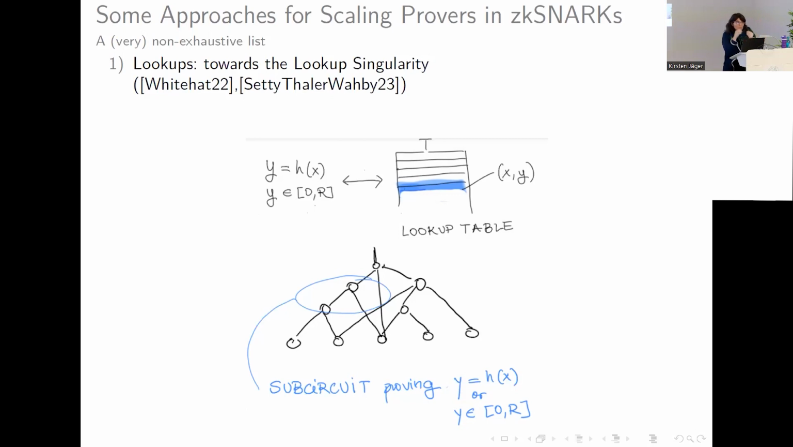But at the same time, this poses a problem for the prover if the computation has to depend on the size of the table. There's been a lot of progress. There's a paper coming at Eurocrypt this year that's addressing this problem, and they claim that they are closer to what is called the lookup singularity, which was proposed by Barry Whitehead.